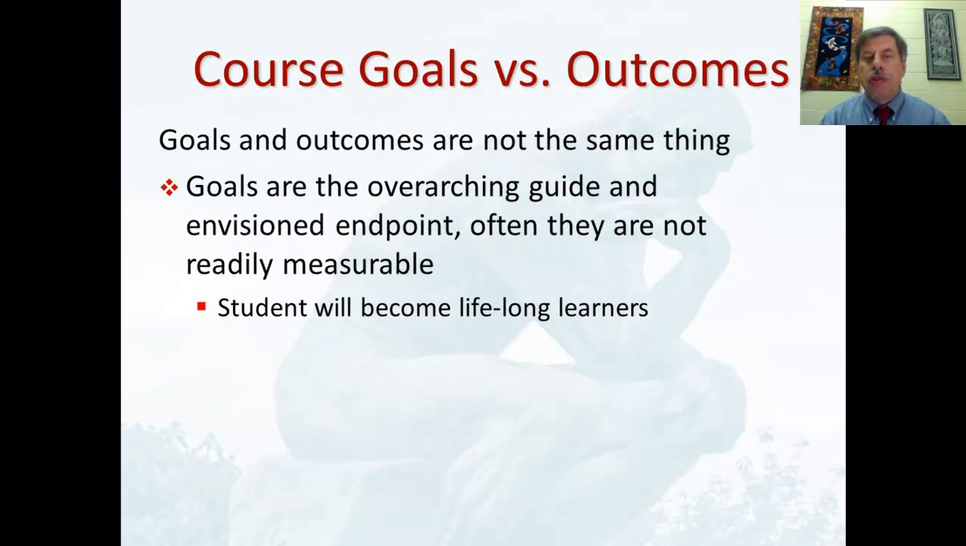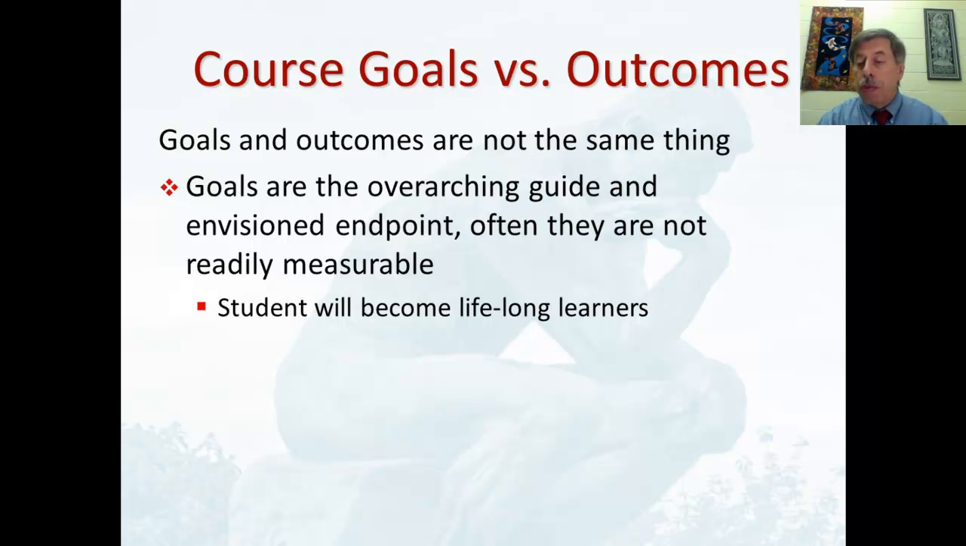We're going to write some learning outcomes. When people first start writing learning outcomes, they often start by writing course goals. Course goals and outcomes are not the same thing, although they are related. Goals are the overarching guide and envisioned endpoint, and often they are not readily measurable. An example of a goal for the University of Maryland is that students will become lifelong learners.